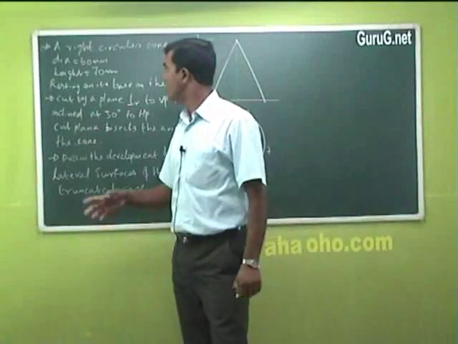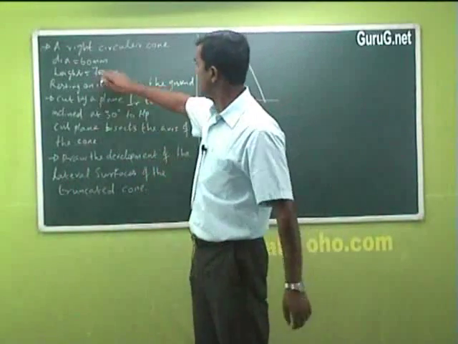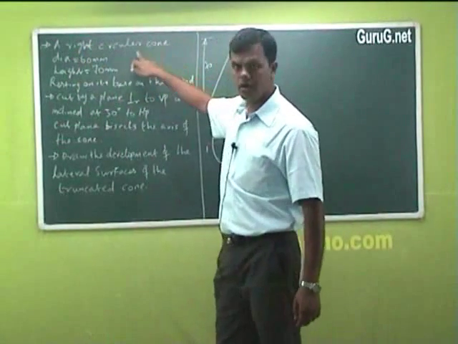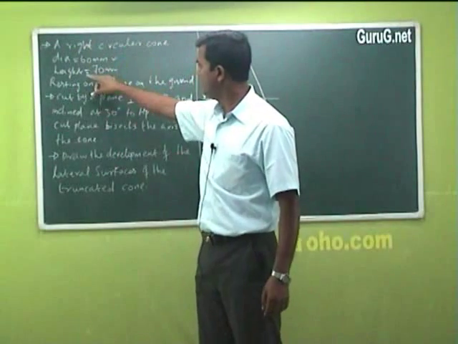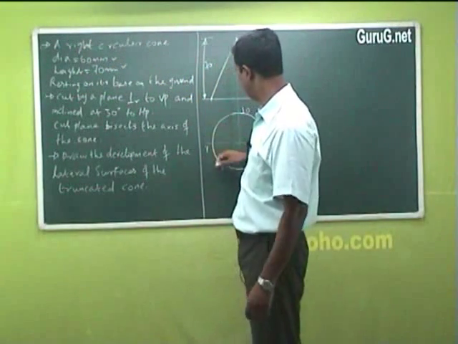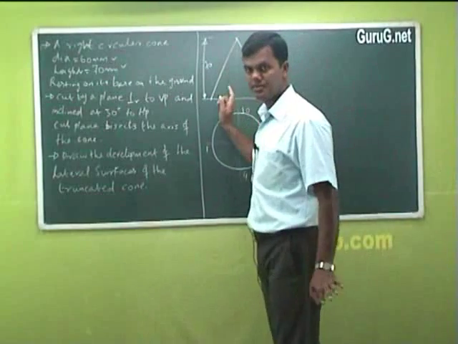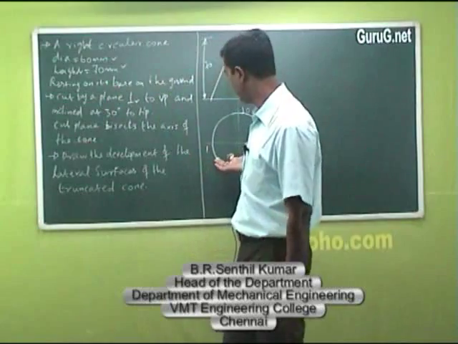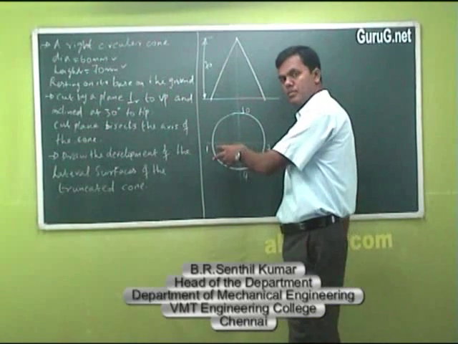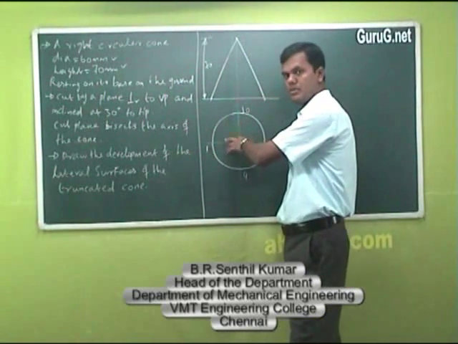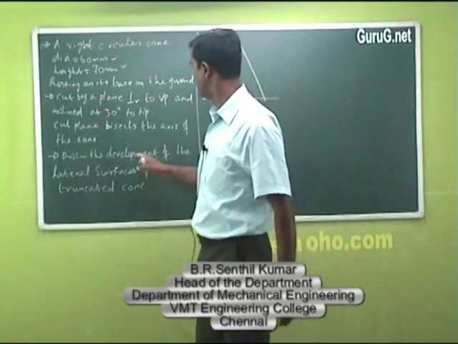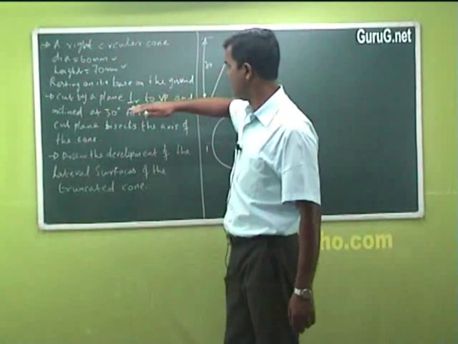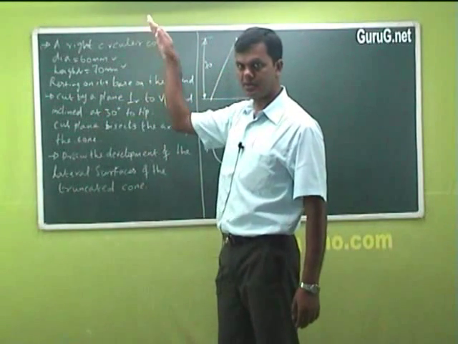And now we just see a problem under cone. A right circular cone, diameter 60 millimeter and height 70 millimeter, resting on its base on the ground. That is, normally you have to draw the true shape in the top or front view. Now the true shape is in the top view, and the projected view is in the front view. Then it is cut by a plane perpendicular to VP, and inclined 30 degree to HP.